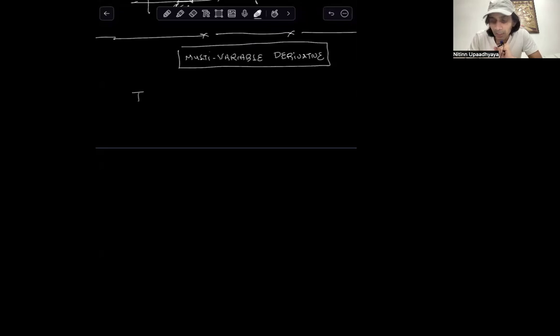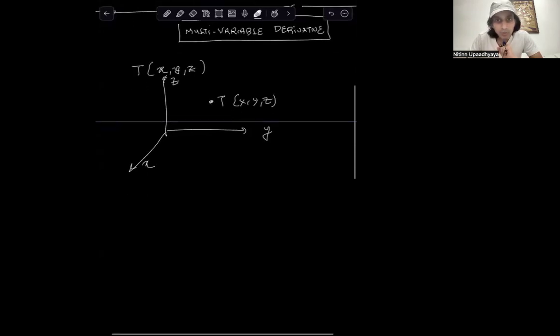Let's think of the temperature as a function of three variables: x, y, and z. And let me make an attempt at drawing a three-dimensional room. So let's say this is the x-axis, that's the y-axis, and this is the z-axis. And here we have the temperature at the point x, y, z. Now let's suppose I move from the point x, y, z to a neighboring point like this, which is denoted by x plus dx, y plus dy, z plus dz.